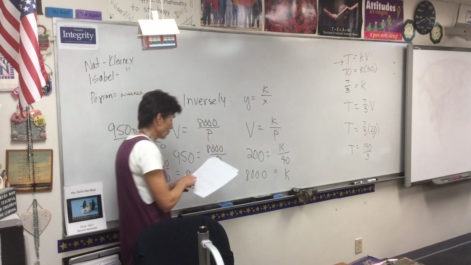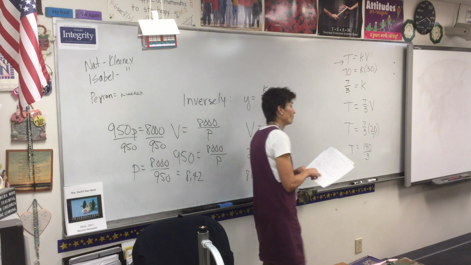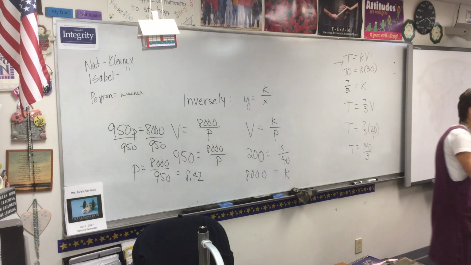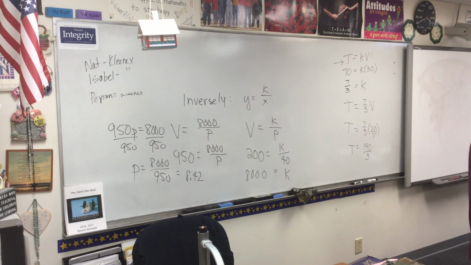When you look at those word problems, kids, they seem overwhelming, but try to do one sentence at a time, and I think you'll be okay. Remember, if things vary directly, it's y equals k times x. If it's inversely, it's y equals k divided by x. That's really the big thing. Okay?